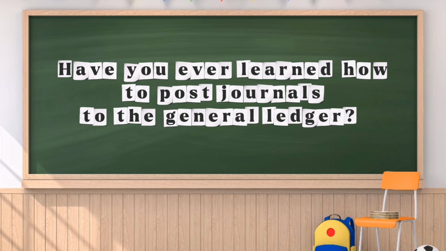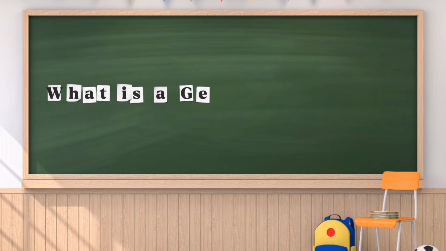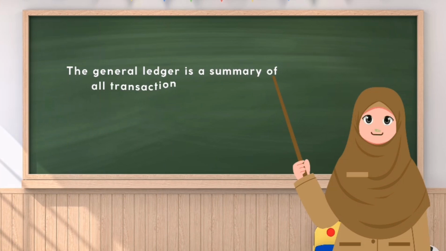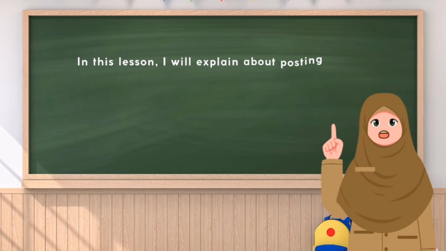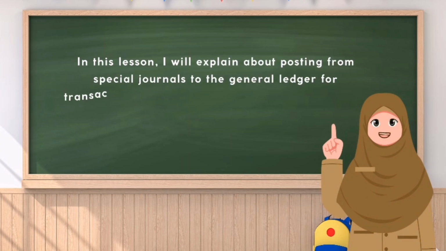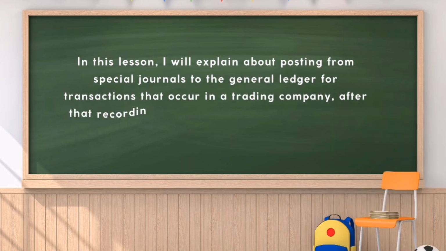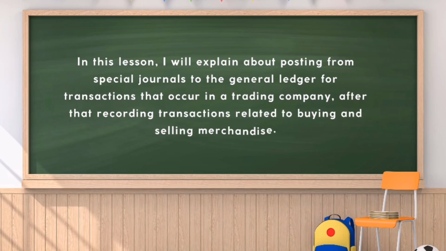Have you ever learned how to post journals to the general ledger? What is a general ledger? The general ledger is a summary of all transactions grouped by account, which is then used to prepare financial statements. In this lesson, I will explain about posting from special journals to the general ledger for transactions that occur in a trading company, after that recording transactions related to buying and selling merchandise.